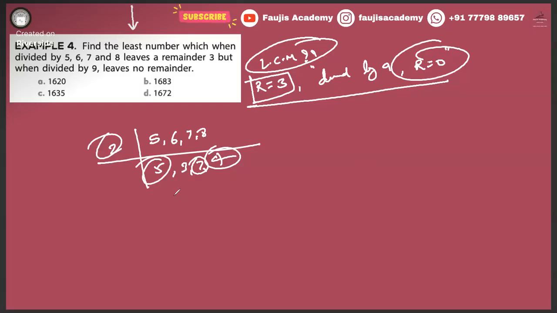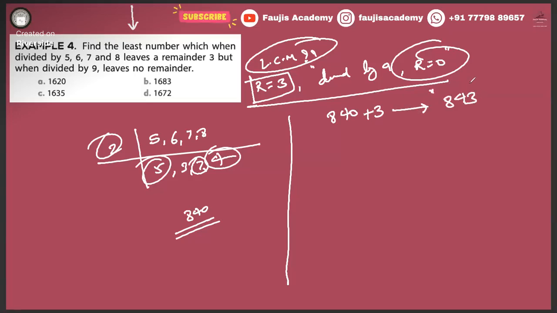280 into 3. 560, 760, 800, 840, right? So 840 is your LCM. Now, if you go by the rules, 8 plus 3 gives you 843. So this is the number which when divided by 5, 6, 7 leaves remainder 3. But when divided by 9, does it leave what?